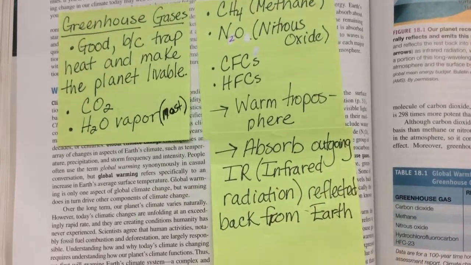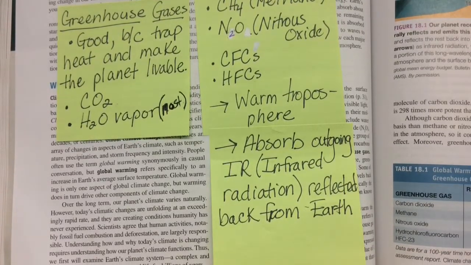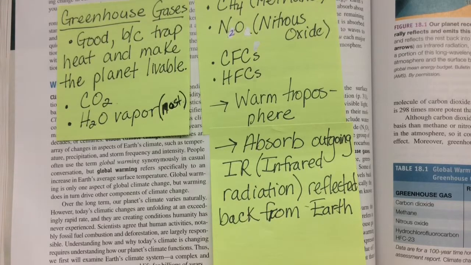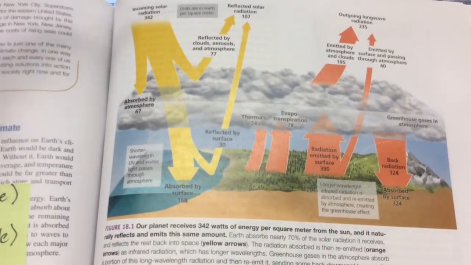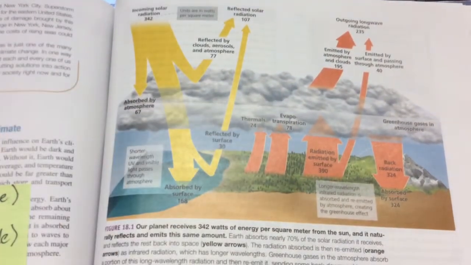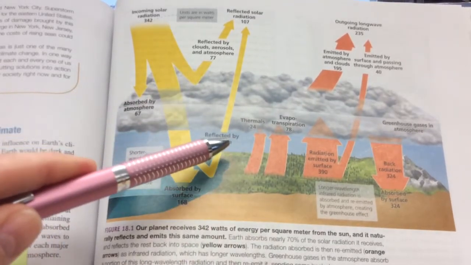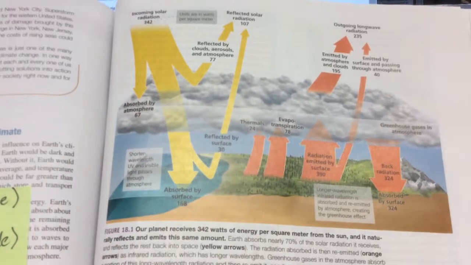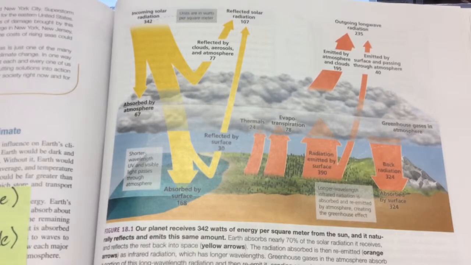So what do they do? Well, they warm the troposphere where we are because they absorb outgoing infrared radiation reflected back from Earth. Here's a picture showing how radiation from the Sun comes down, and this is a different wavelength than what's reflected back from Earth. And so these gases here trap what's reflected back from Earth and send it back to warm the planet. So without these gases, again, it would be too cold to live here.